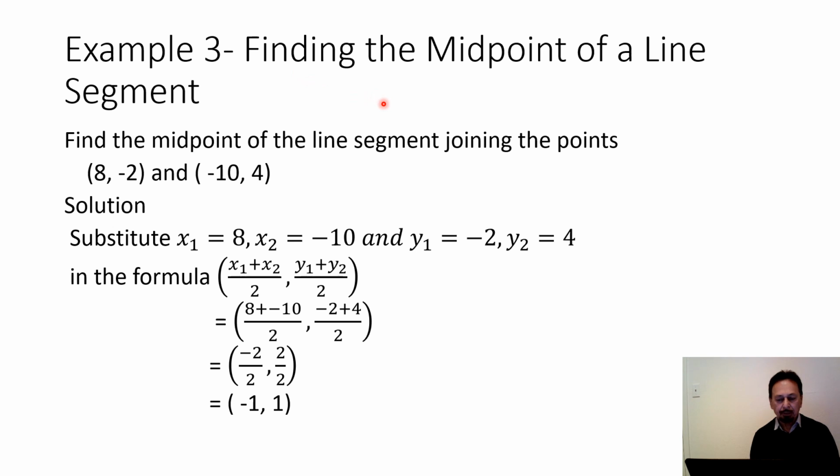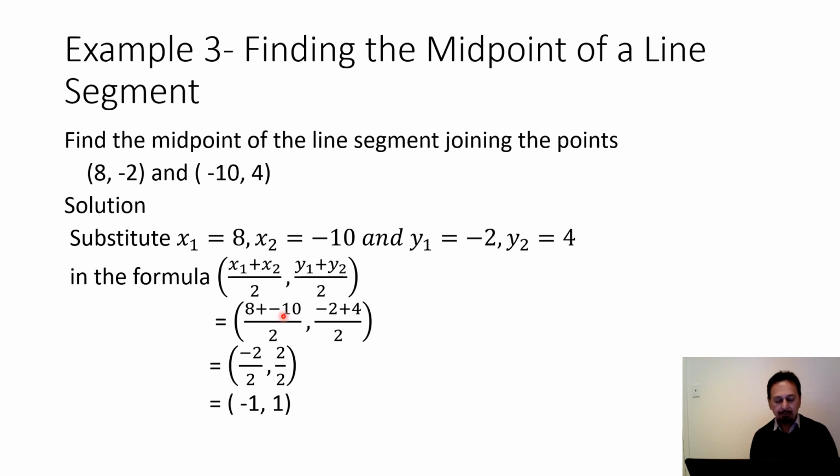Okay, finding the midpoint of a line segment. So this is a line segment joining these points 8, negative 2 and negative 10, 4. So x1 is 8, x2 is negative 10, y1 is negative 2, and y2 is 4. So we're going to substitute these values in this formula, x1 plus x2 over 2, y1 plus y2 over 2.